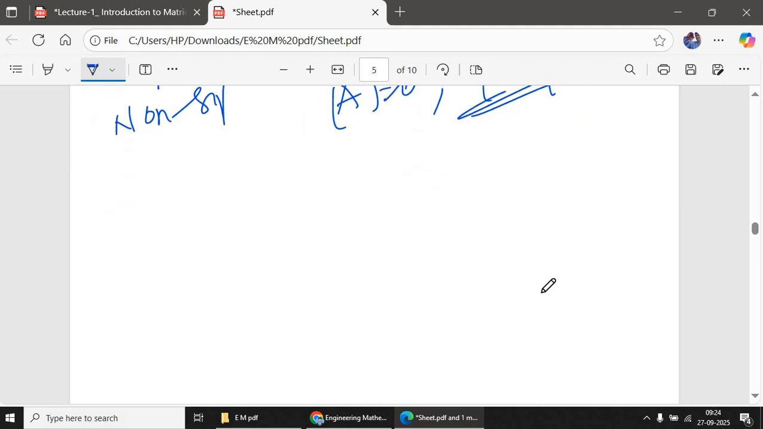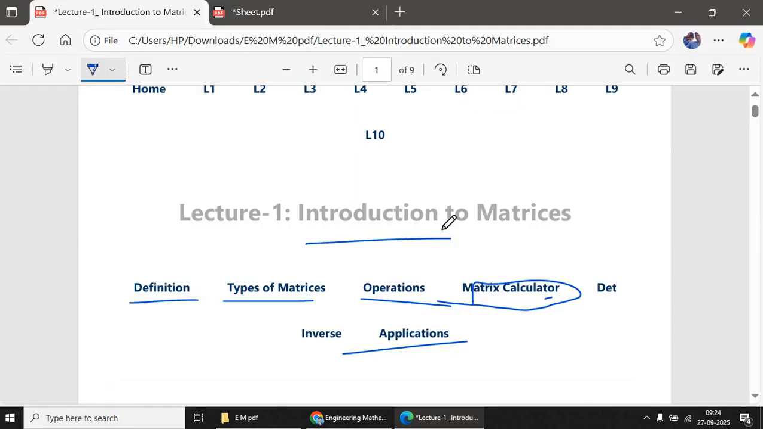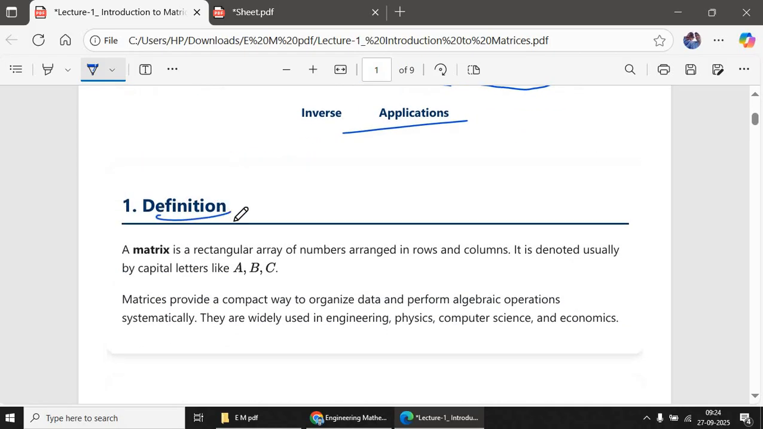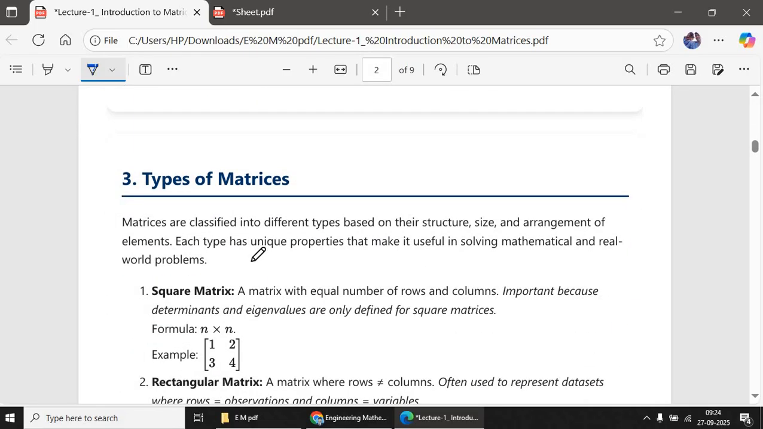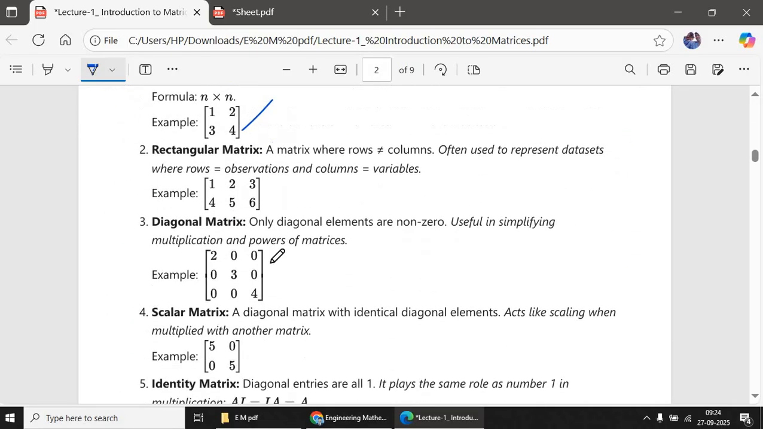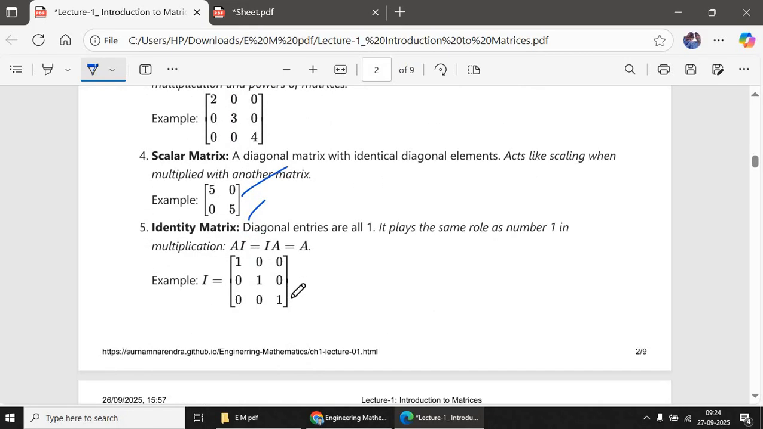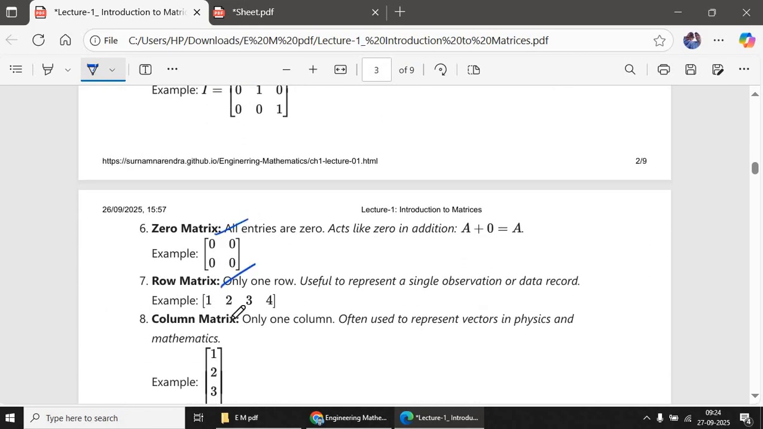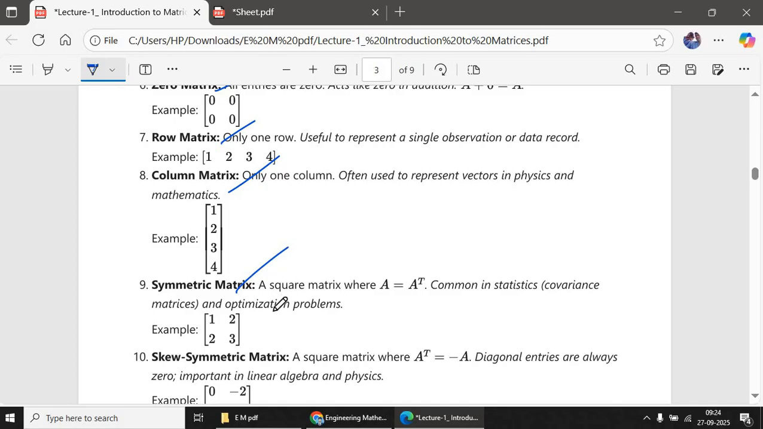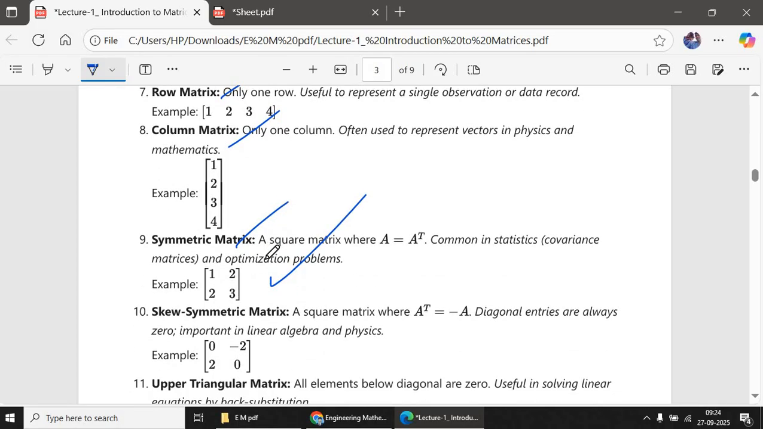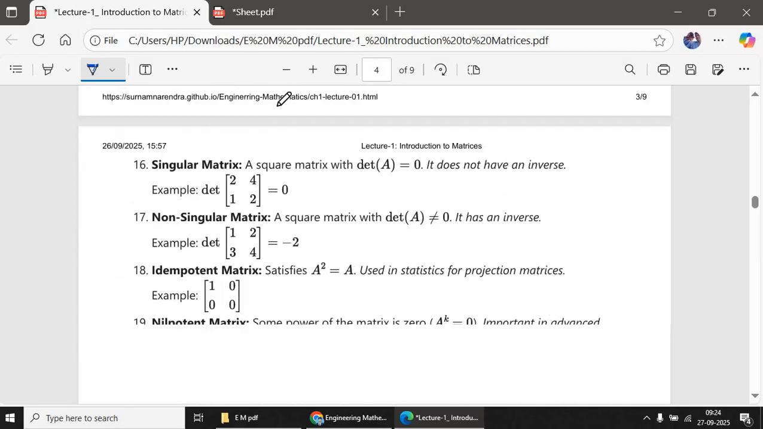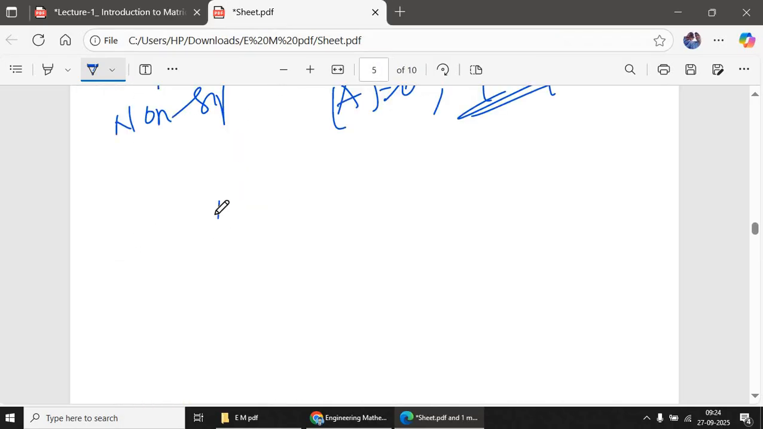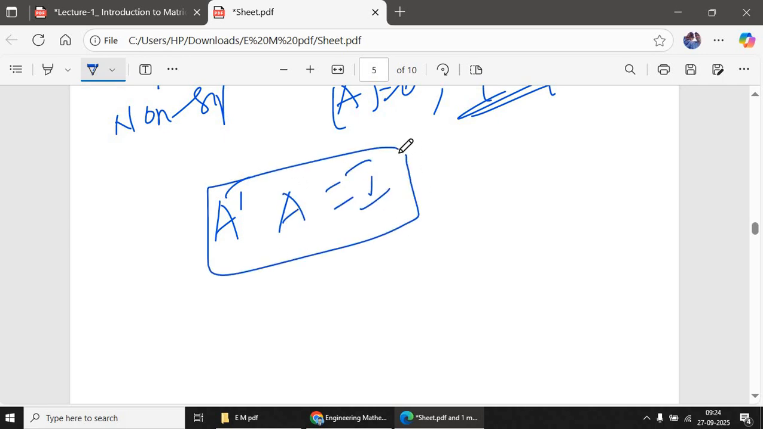You can go to that lecture also, you will get so many detailed definitions. Here the definition will be given in mathematical form, and this is an example. Coming to the types, square and rectangular we have done already, diagonal, scalar, identity are done, and the zero matrix is nothing but zeros. Rows and columns are done, symmetric and asymmetric or skew-symmetric, upper and lower done, transpose is done, trace is done. Orthogonal is nothing but A transpose A equal to I, so we can say it is an orthogonal matrix.